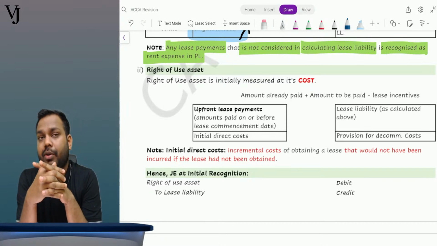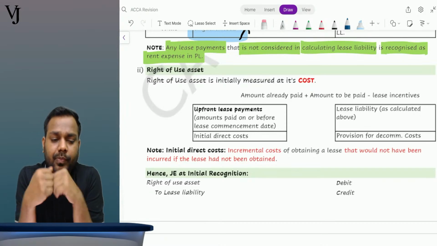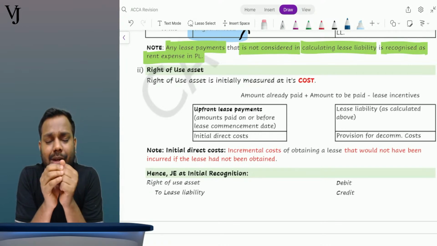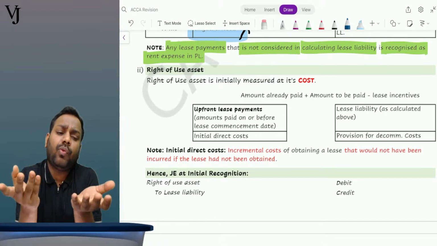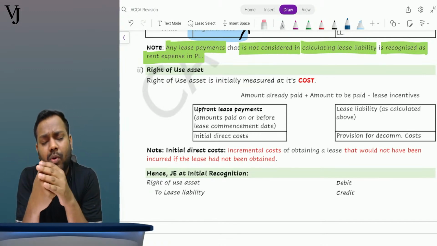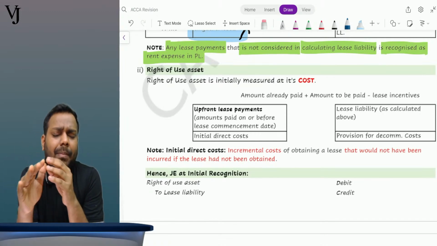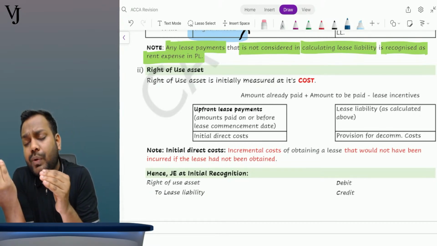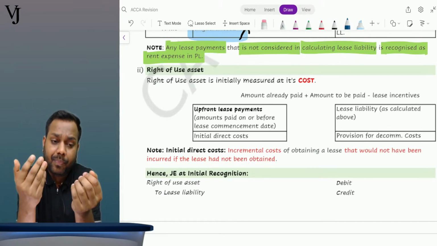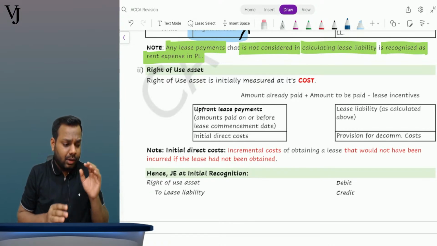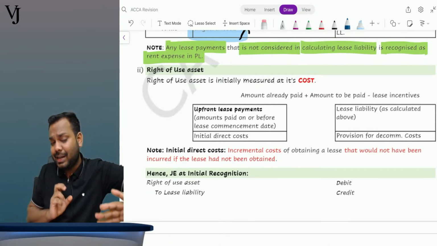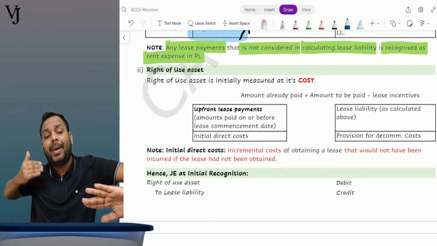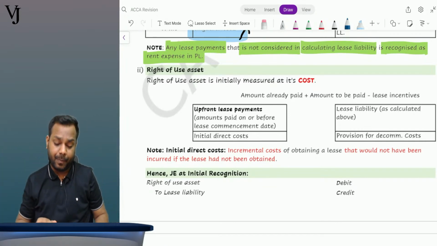Cost. Very good. So here also cost. It says that initially the right of use asset you will recognize at its cost. Now cost means what? The amount which you have already paid to acquire the asset plus the amount which you will pay in the future, right?